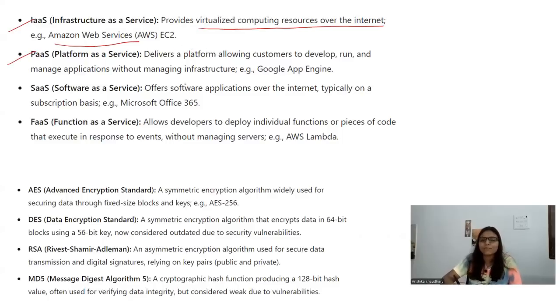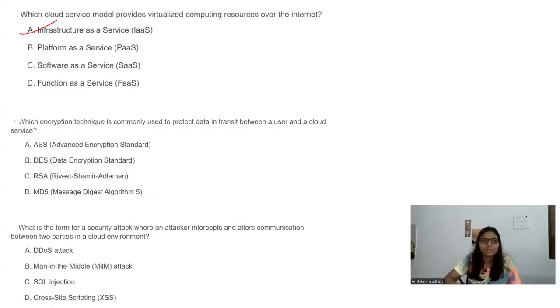The next is PaaS, Platform as a Service, which delivers a platform allowing customers to develop, run, and manage applications without managing infrastructure. An example is Google App Engine. The next is SaaS, Software as a Service, which offers software applications over the internet, typically on a subscription basis. Microsoft Office 365 is an example of this. You can see the example of FaaS as well. Let's move on to the next question.